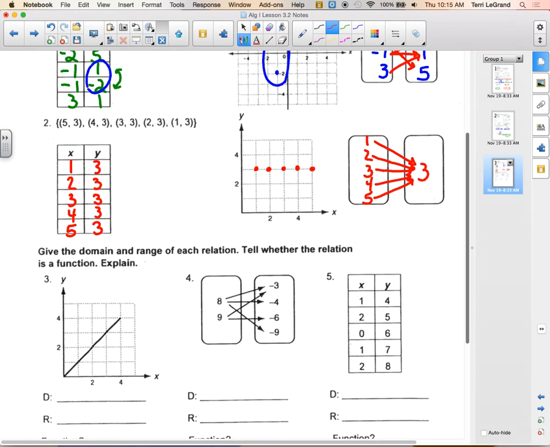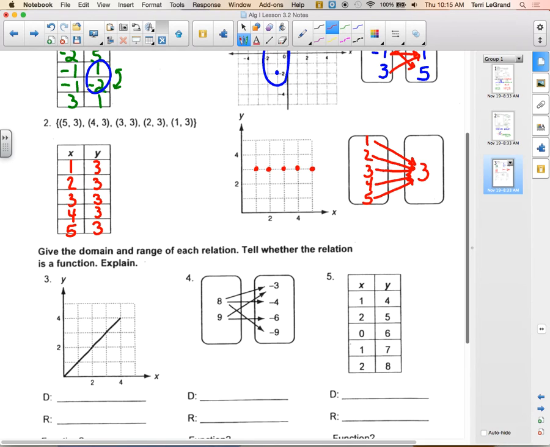Tyler? Each domain is matched with one y value. Yeah. Each domain value has only one y value. Each x only has one y value. So we don't have to worry about whether the x's are the same or we have all different x's. Here's the reason, because each x value has only one y value. That's the reason it's a function.